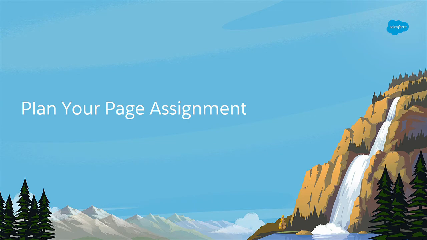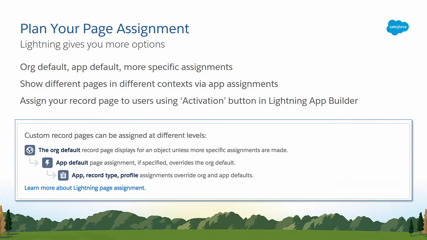So we finished making our updates to case and account pages, and now we need to actually expose them to users. So in Lightning, you have more flexibility in the options you have for page assignment. So we can assign pages at several levels, either the org default, the app default, or more specific combinations of assignments for different profiles. And one of the cool things about this is that you can actually show different pages to the same user in different app contexts.